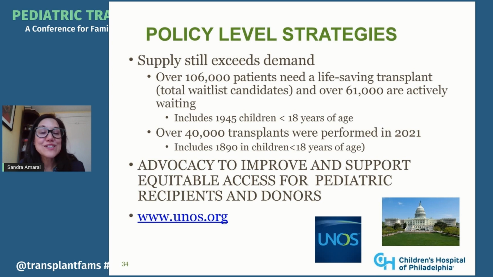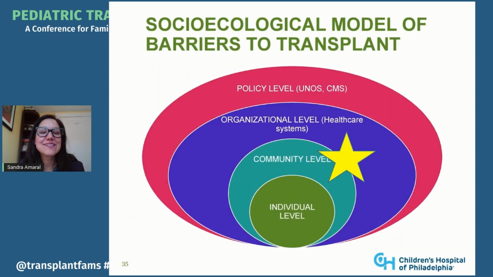And in 2021, we had the best year ever for UNOS and the OPTN, and over 40,000 transplants were performed, including about 1,900 in children. But 40,000 is a much smaller number than 100,000. So there's still a big difference between the supply and the demand. So we really have to be advocates and ensure that pediatric recipient and donor needs are being addressed. And that may include trips to Capitol Hill and lots of opportunities at UNOS.